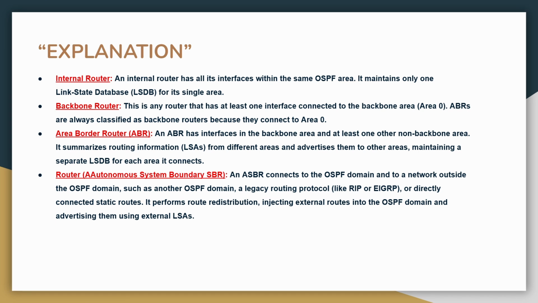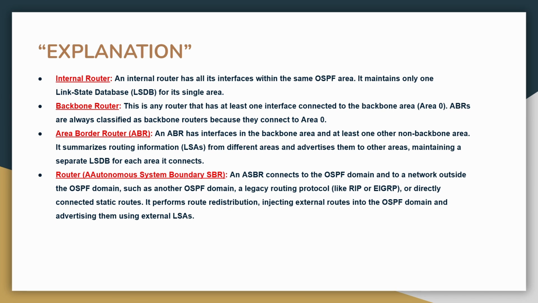Third, area border router. An ABR has interfaces in the backbone area and at least one interface in a non-backbone area. It summarizes routing information, LSAs, from different areas and advertises them to other areas, maintaining a separate LSDB for each area it connects. Fourth is autonomous system boundary router.